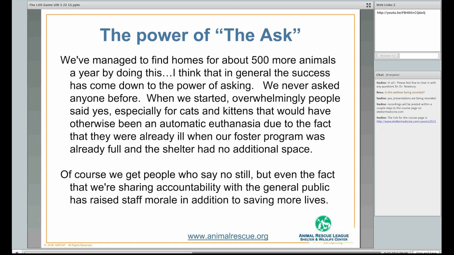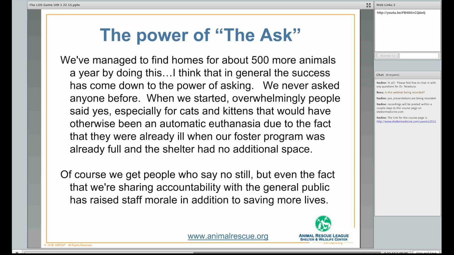due to the fact that they were already ill and our foster program was already full and the shelter had no additional space. Of course, we still get people who say no, but even the fact that we're sharing accountability with the general public has raised staff morale in addition to saving more lives.